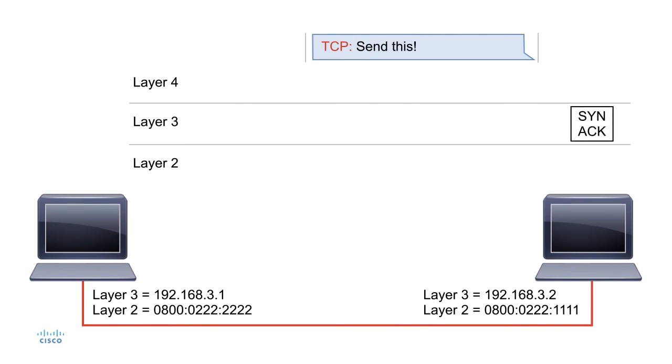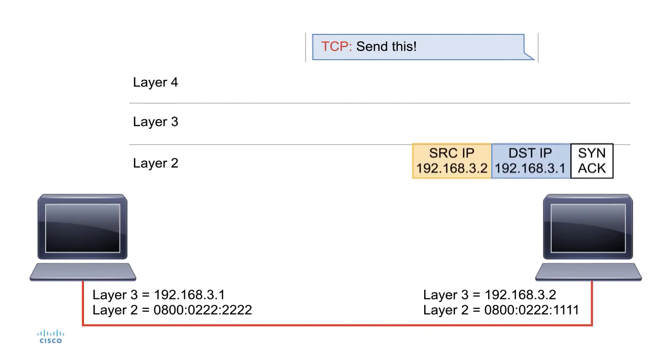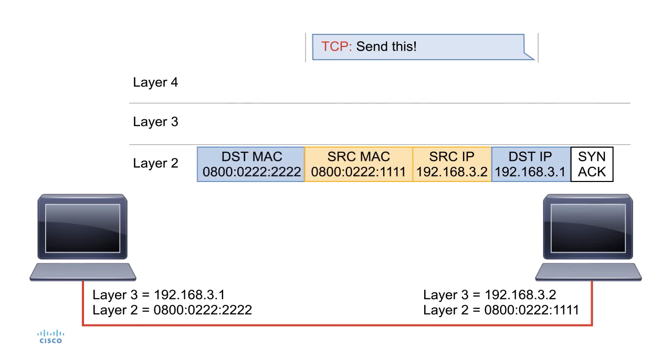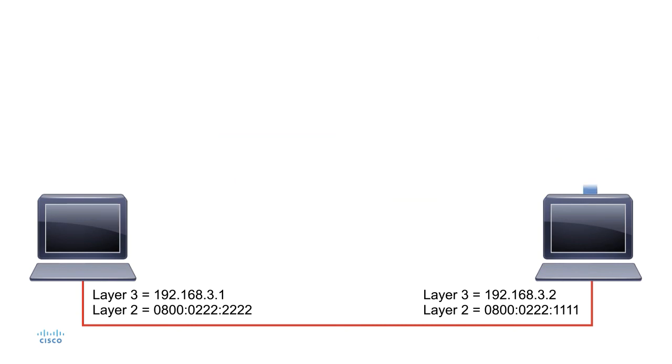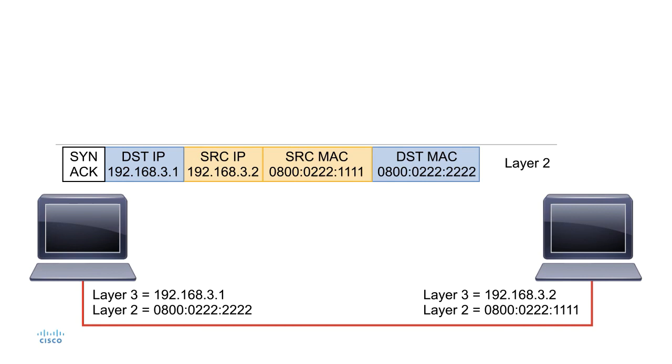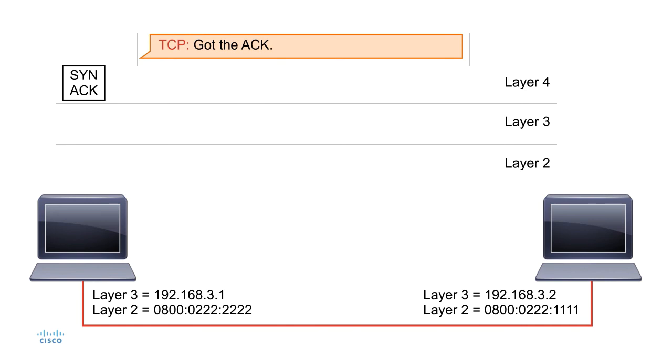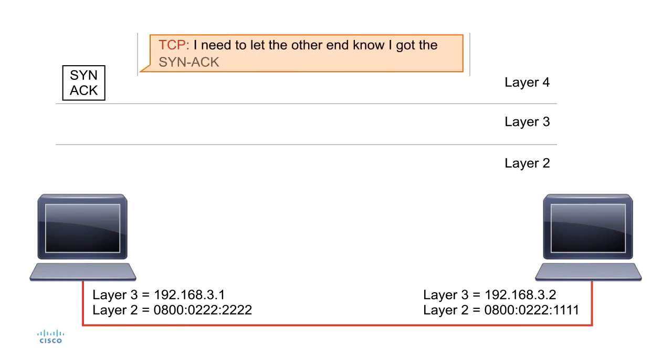We pass that down. We add a layer 3 header, which includes the source and destination IP address. Pass that down to the data link layer. The data link layer now adds the destination and source MAC address and then forwards it out on the wire again. So now that gets to the other side. TCP is going to eventually receive this frame again, gets the SYN ACK and says, all right, I got it. He ACKed me, and now I'm going to have to reply back to that with an ACK. So I need to let him know that I got his SYN ACK, and this will complete our three-way handshake.